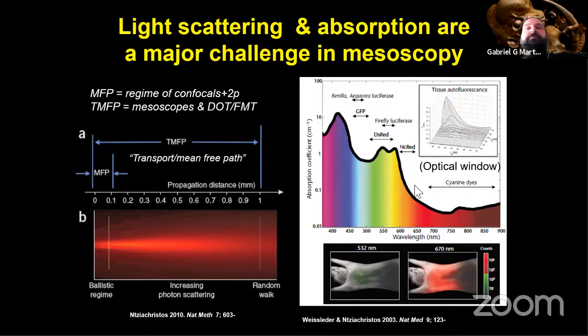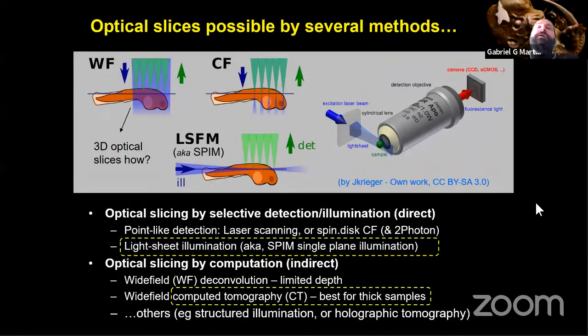Multiphotons operate on this regime, and that's one of the advantages of the multiphoton as well, as you see here. Now, for three-dimensional imaging, our paradigm is still pretty much the production of optical slices. And there are multiple ways of doing optical slicing. Zerrin already mentioned this. With wide field, you don't do optical slicing.